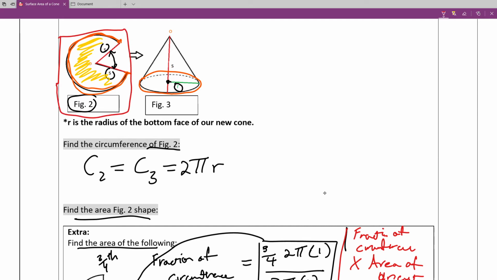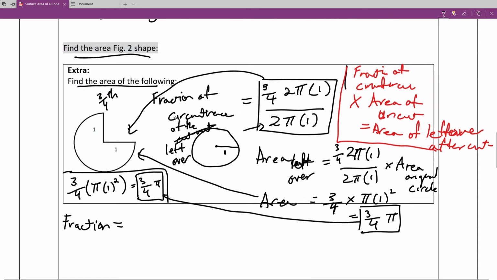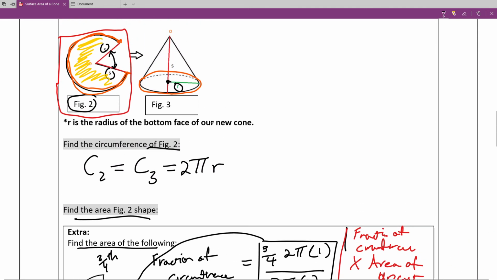Okay, so we're going to find the fraction first, the fraction of the leftover after the cut. So the fraction of the leftover after the cut is going to be the circumference of this part, the circumference of figure 2, divided by the circumference of figure 1, the full circle, with a radius of s.